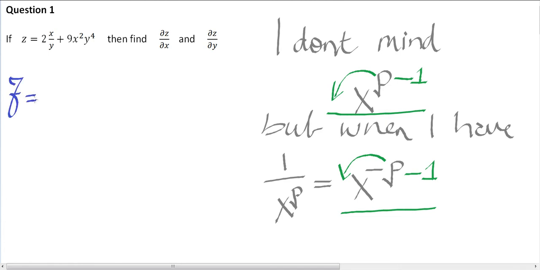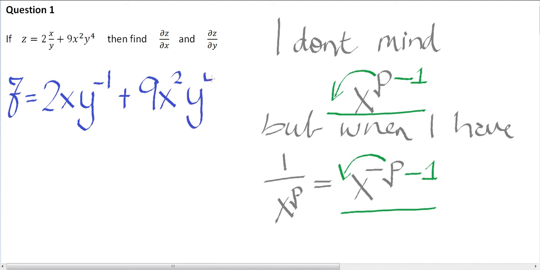I have z equals 2x, nothing happens to 2x, but I'm taking the y up. The power on the bottom, even though it's not written, is 1. So when I take it up, I need to change that to minus 1. On the next term, there are no variables on the bottom of a fraction, so I can leave it as it is. So I'm fine with that.